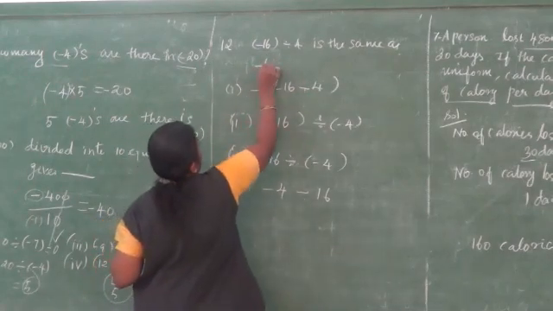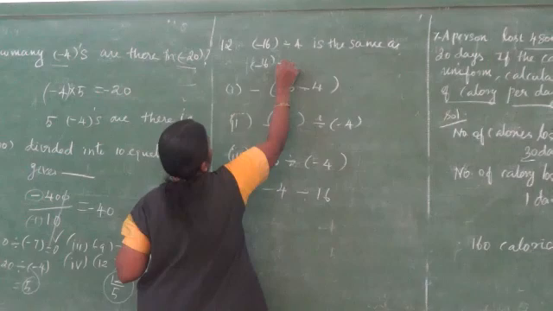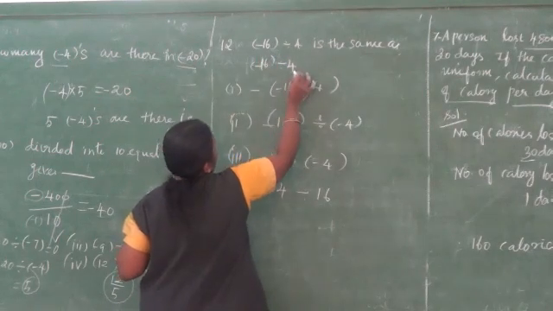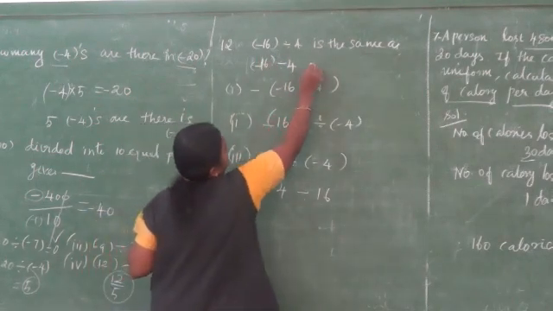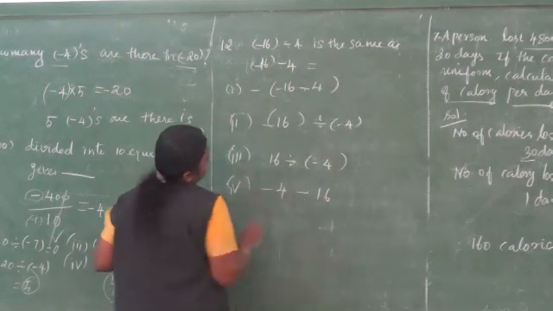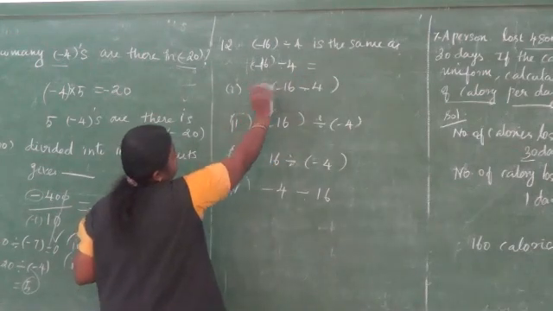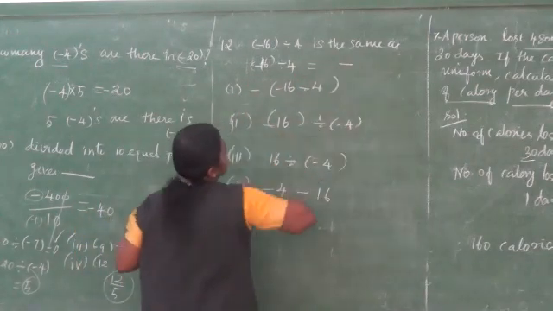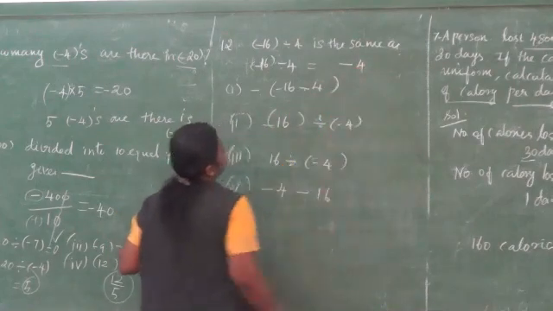Here what is the answer for minus 16 divided by 4? How many 4s are there in 16? Four 4s. What is the sign of the answer? One is negative, one is positive. Immediately you can say it is a negative integer. So the answer is minus 4.